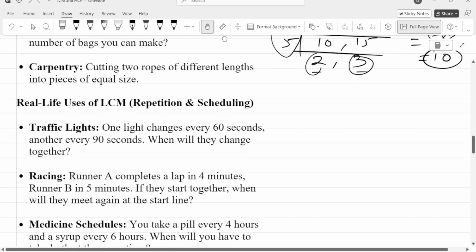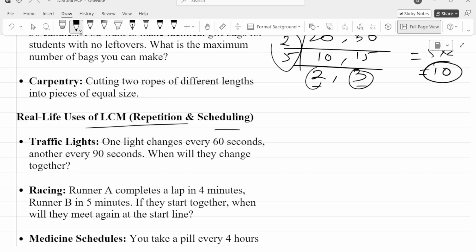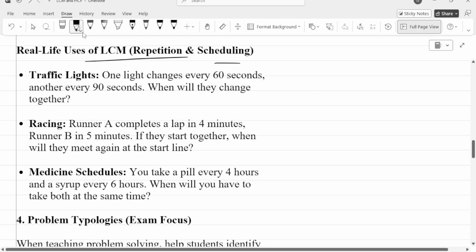Now carpentry: cutting two ropes of different lengths into pieces of equal size, that's also an example. And real life uses of LCM. Now we discuss LCM real life examples. Traffic lights: one light changes every 60 seconds, another every 90 seconds. When will they change together?